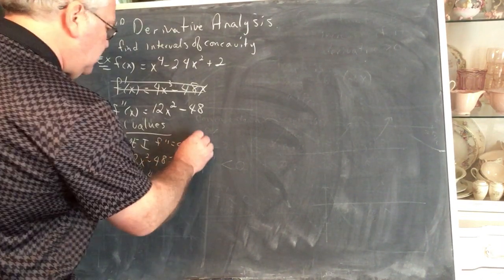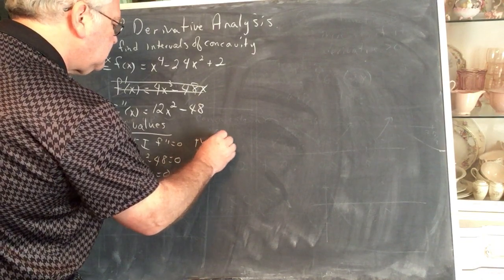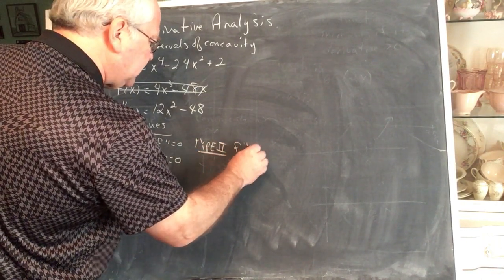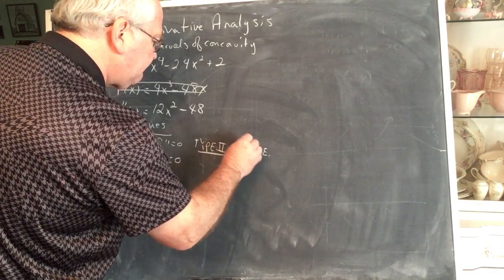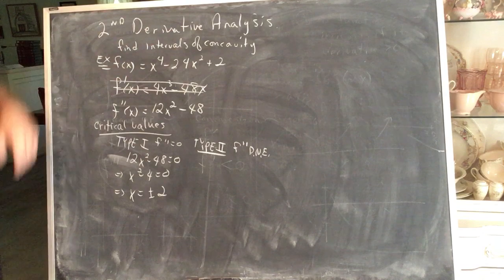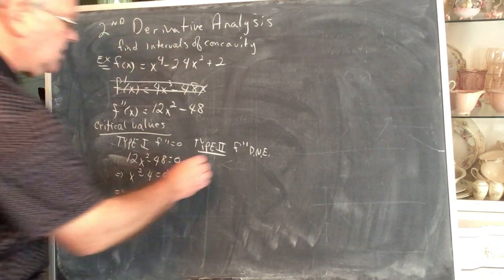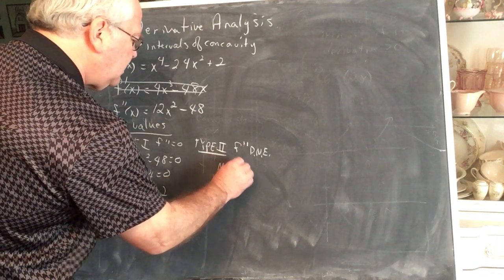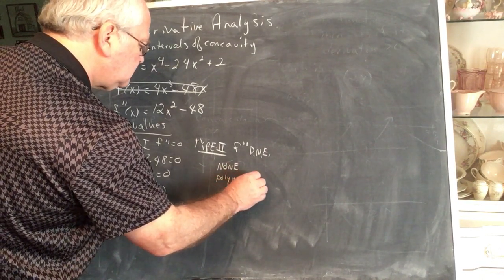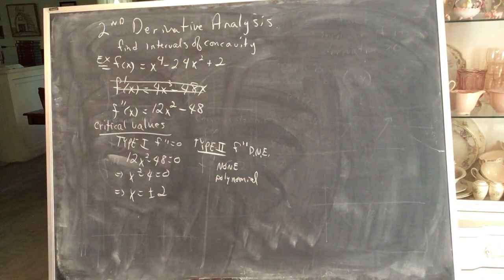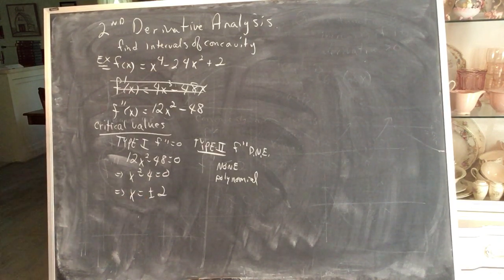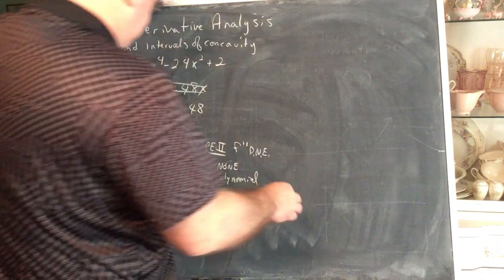And then type 2. Well, what do we know about type 2? That's where the second derivative does not exist. But is it clear the second derivative is a polynomial? We know polynomials exist everywhere, so we would say there are none because it's a polynomial. All right? So these are the values that cut the number line. We do precisely the same analysis as before.